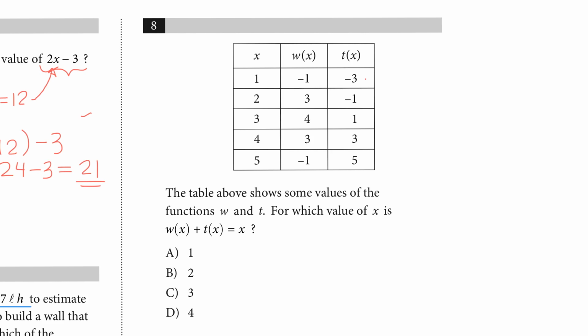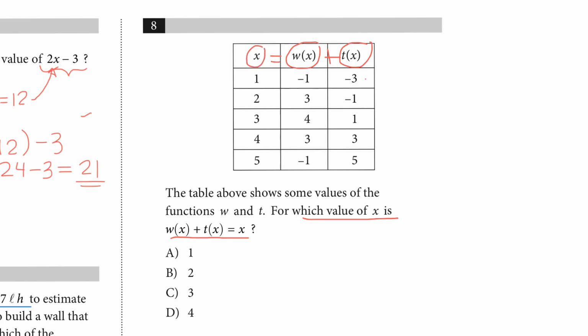Okay? So what is the question here? The table above shows some values of the functions w and t. For which value of x is w of x plus t of x equal to x? So we would have to add something here, w of x, plus something here, t of x, and it has to equal x.